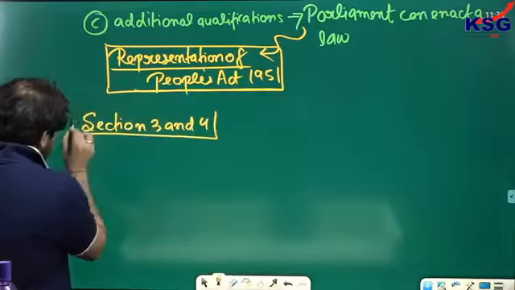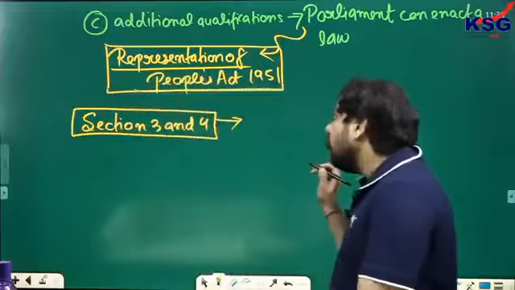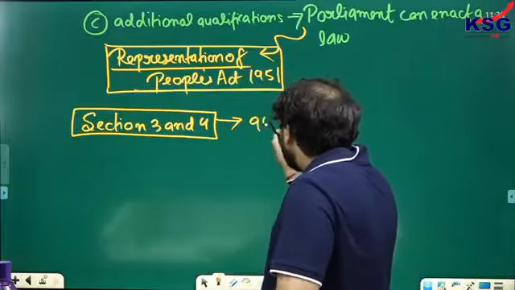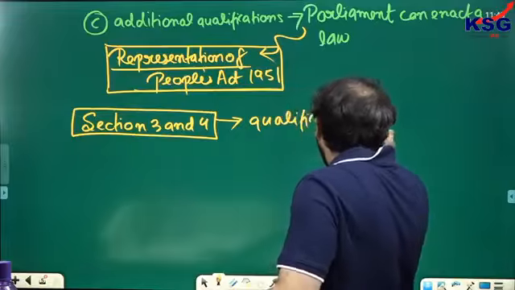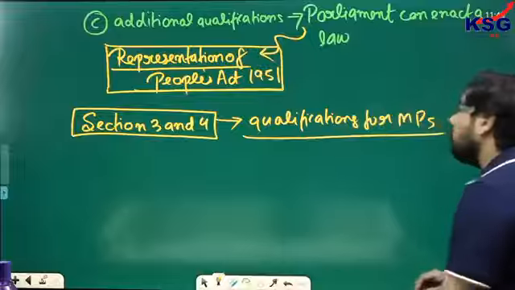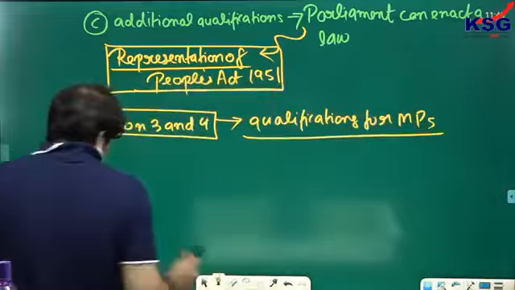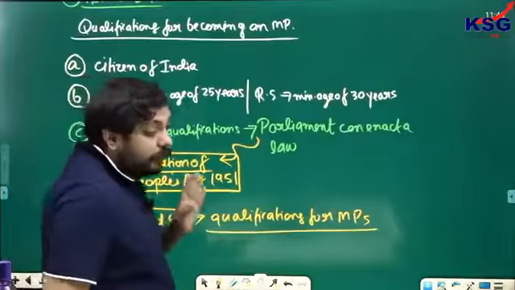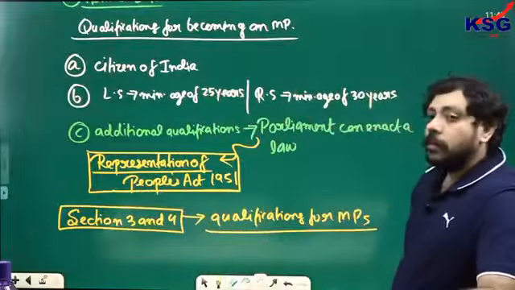Section 3 and Section 4 of the RPA deal with the qualifications for becoming MPs. Okay. So we'll take a look at these sections independently. I'm sure by this time you are able to cover this, right? I'll just say Article 84 of the Constitution talks about qualifications for becoming an MP.